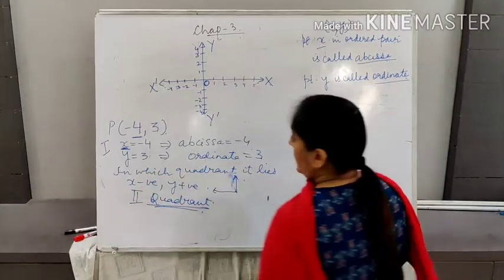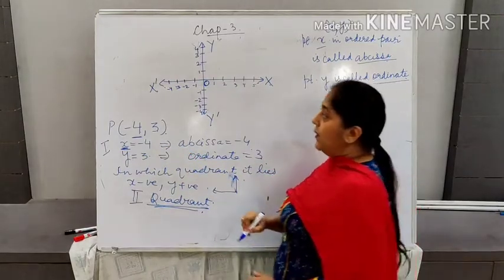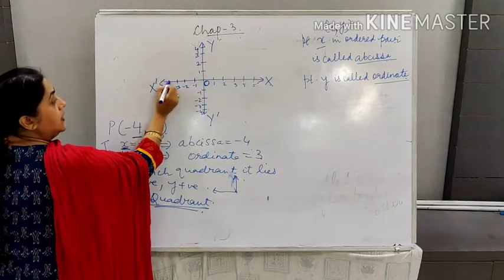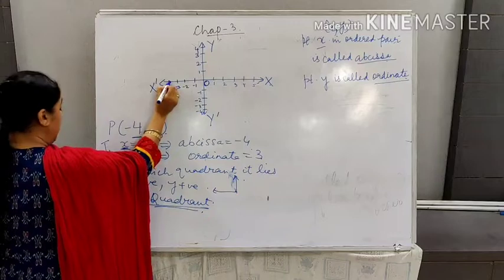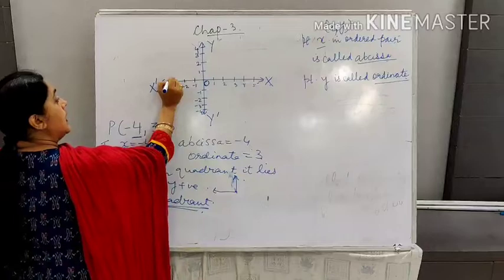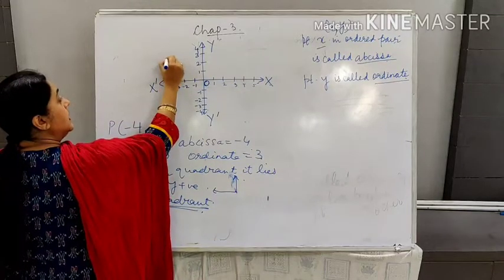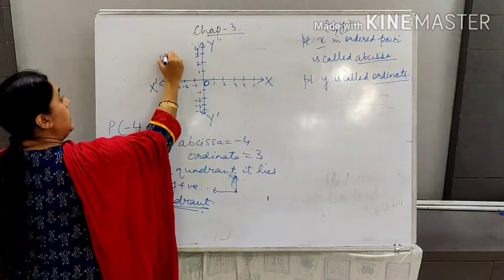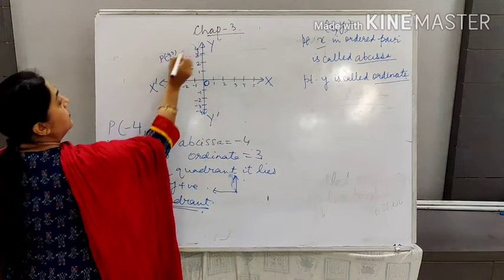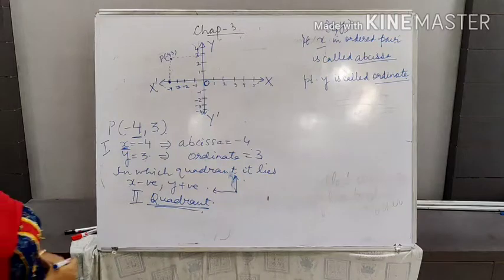Similarly, that means x -4, y 3. When you are going to plot it, what will you do? You will go from the origin to this point -4, right? And from here, how many ladders you have to cross? Up to 3. You will write here this point P. It will be -4, 3. You just draw the perpendicular here also. So this point is P -4, 3.